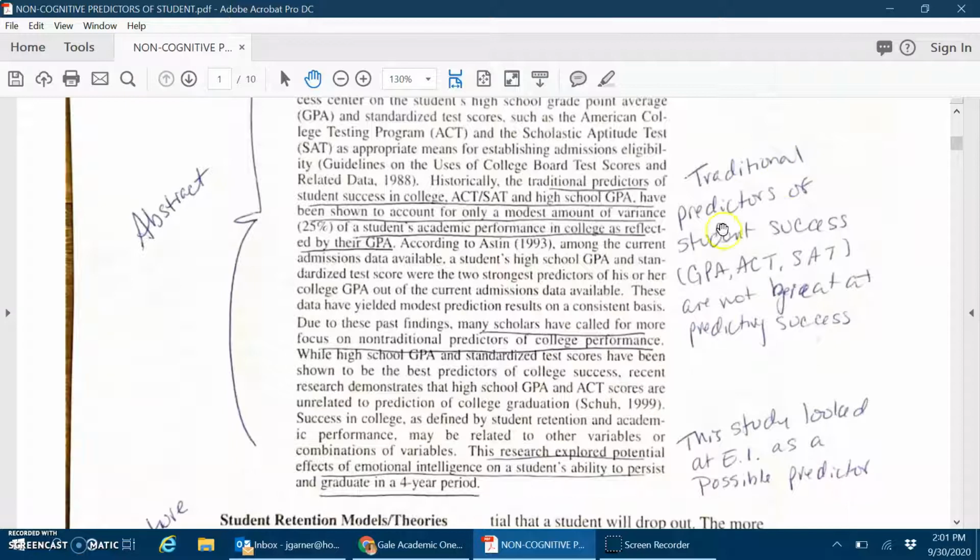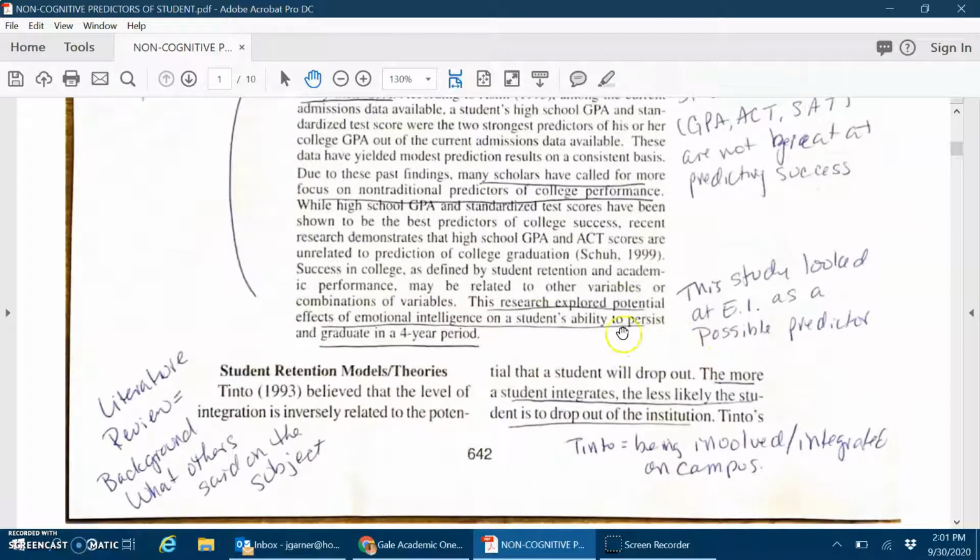Then they're talking about how traditional predictors of student success like GPA, SAT, and ACT have not been great at actually predicting success. And then the last line, kind of like their thesis statement, what they were going to do, why they did this study, is they did this study to look at emotional intelligence as a possible predictor.